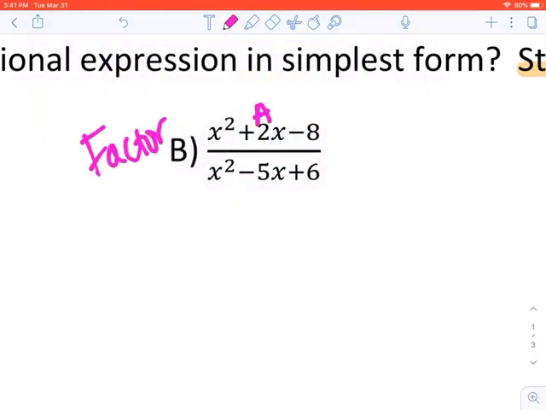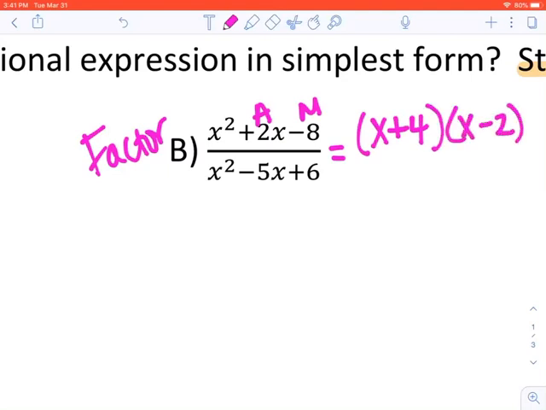We can add to 2 here and multiply to -8 on the top. And so if I do that, let's see, what is it? It's a +4 and a -2, so x plus 4 and x minus 2.